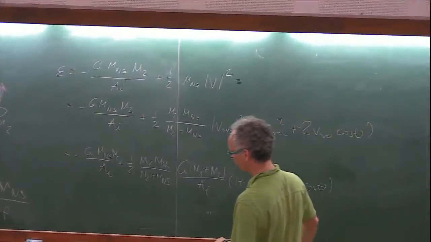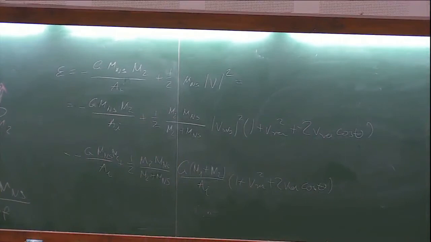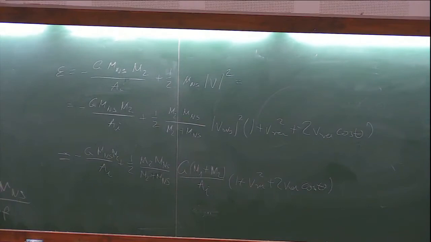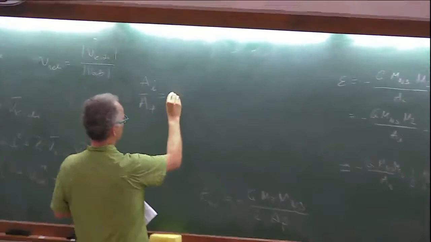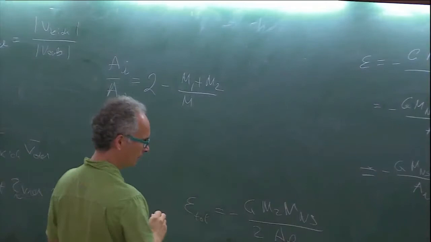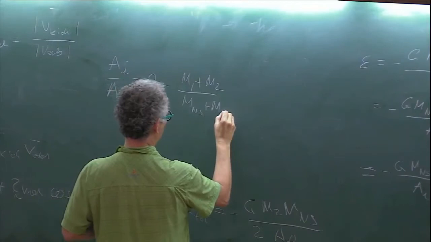So let's do it. Maybe I can get rid of this wonderful drawing. If we equate this and that, we can get rid of the minuses and just divide by G M neutron star M2. So we have a initial over a final equals 2 minus M1 plus M2 over M neutron star plus M2, times this velocity term.